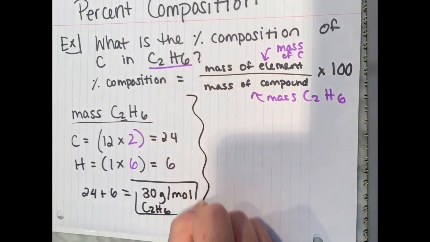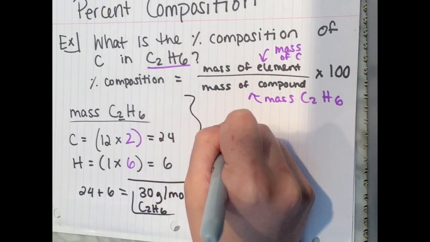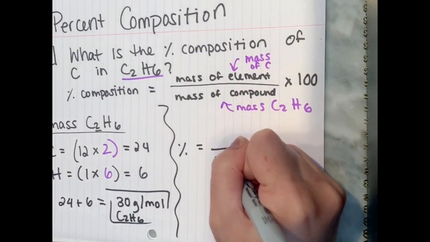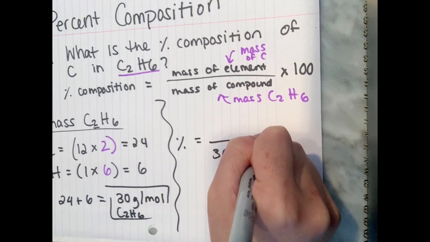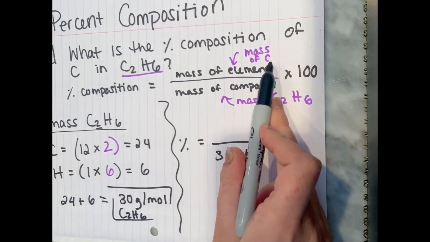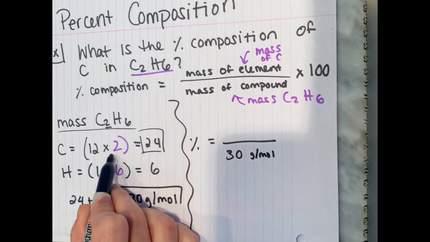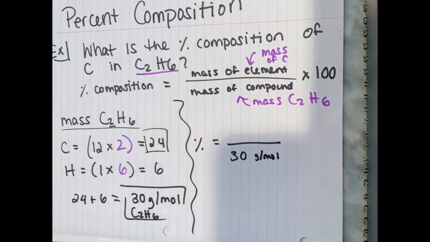So let me just do percent equals 30 grams per mole. And then the mass of the element, so the mass of carbon is going to actually be 24 because there are 2 carbons in my compound.